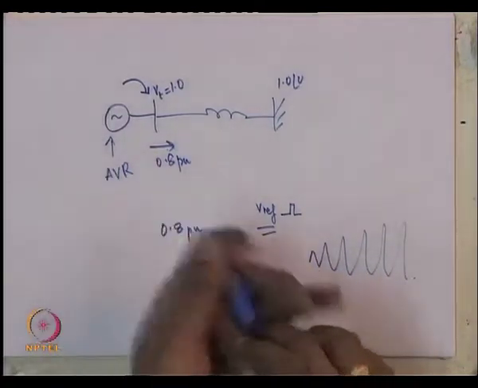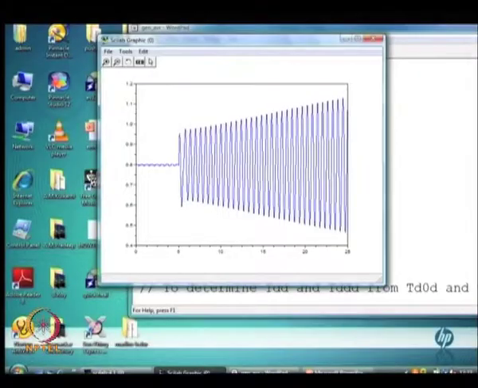So, can we see that once? Yeah. What we will do is I will just show you this oscillation. I have already simulated and plotted it. This was displayed in the last lecture too. The step change in the AVR excites an oscillation which does not settle down.